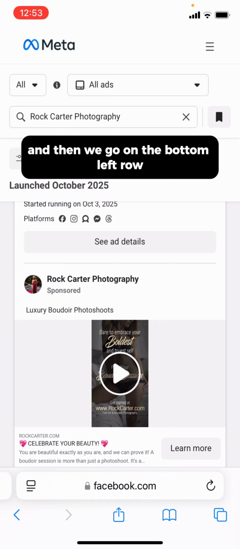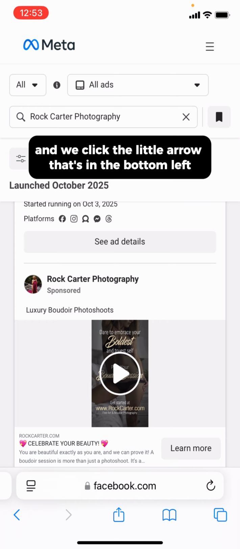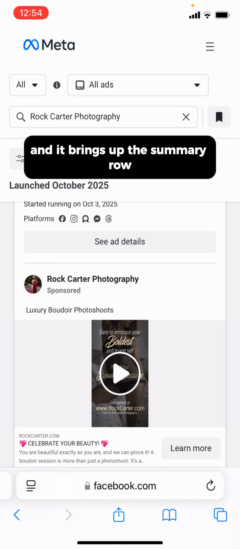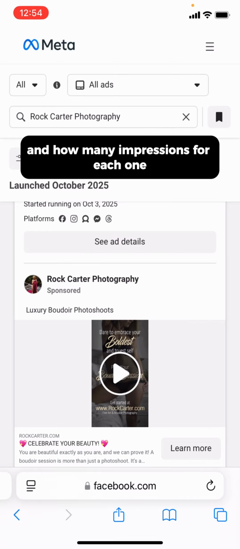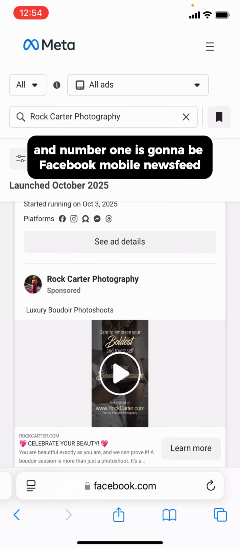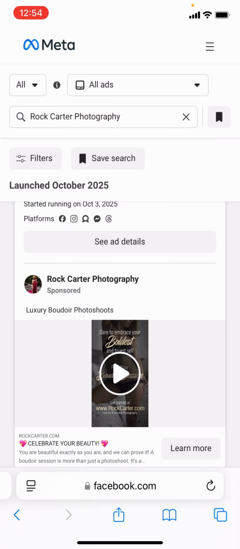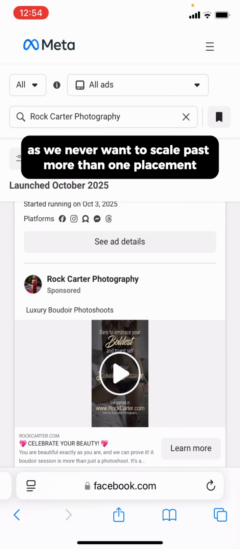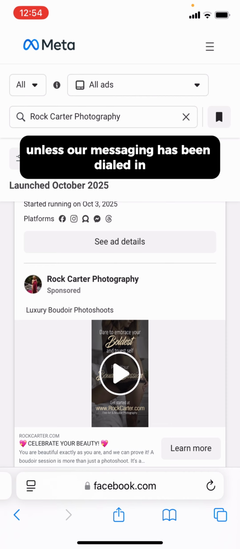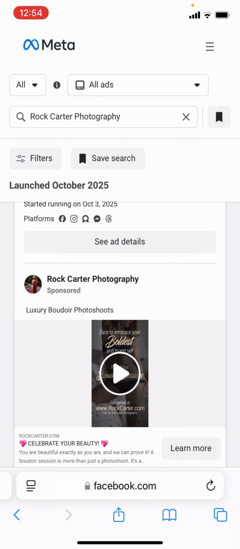Then in the bottom row, the summary row, we click the little arrow in the bottom left, and it brings up a summary of all our placements and how many impressions for each one. Number 1 is going to be Facebook mobile newsfeed. That's where most impressions will be, so that's where we've got to test our messaging. It also gives us the most real estate to test our messaging, because we never want to scale past more than one placement unless our messaging has been dialed in and actually gives sales.